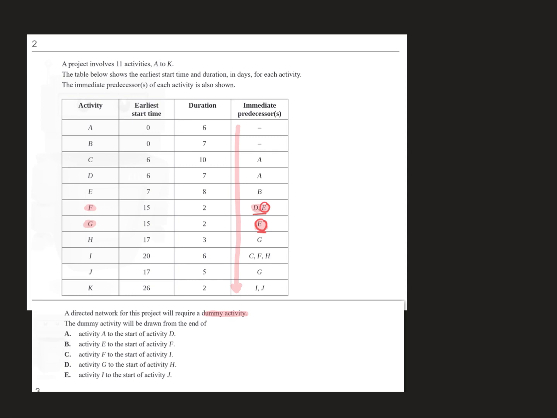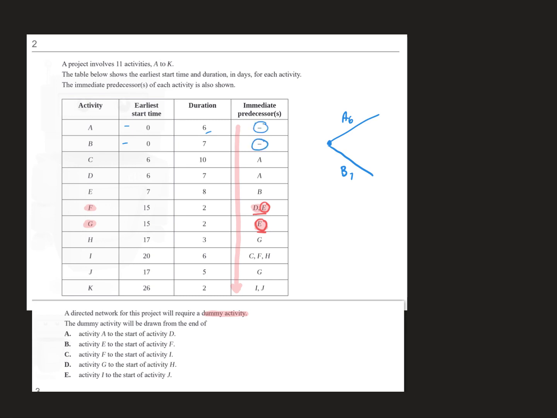Sometimes I find it's easier if we draw the diagram. So let's draw the network using the table that we've got. So you can see the early starting time for A and B. If I draw out from the start, I'd say, all right, A is going to take me 6 there, and B is going to take me 7. Okay, so they have no predecessors there at the start.